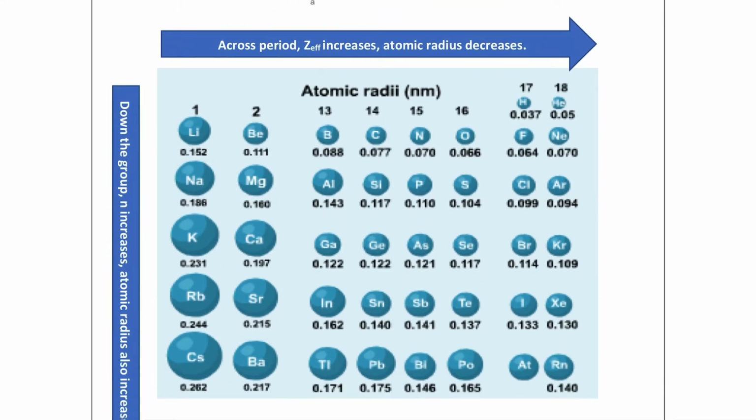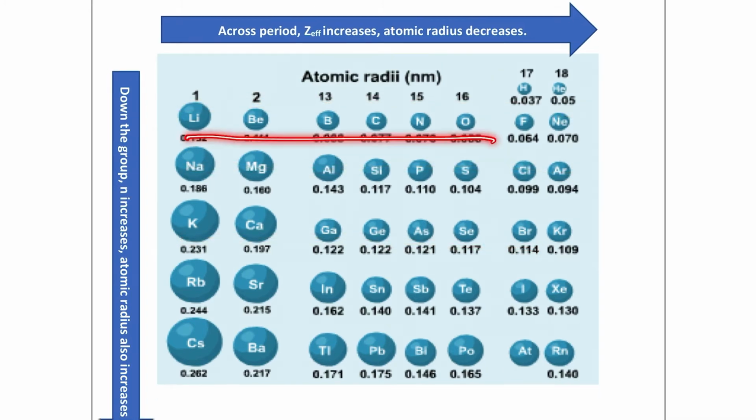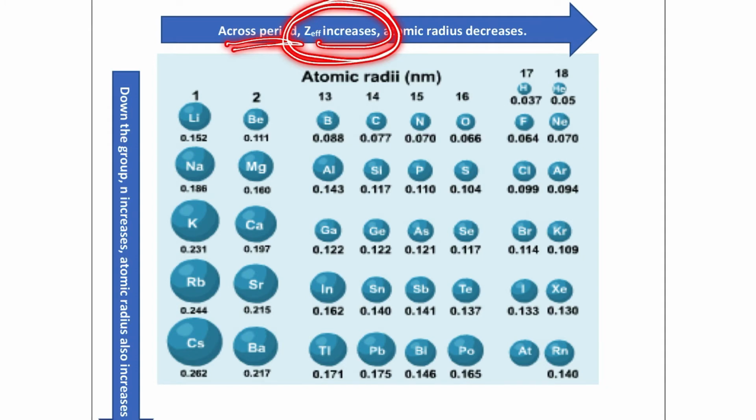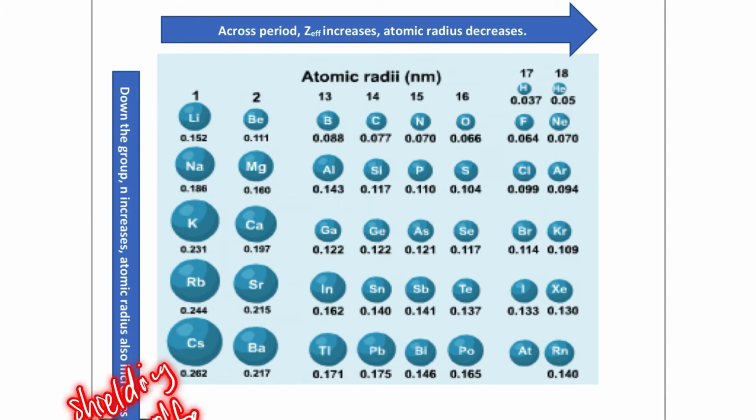Okay, trend across a period and down the group. Okay, so kita dah belajar ini across the period lah kita panggil. Okay, you can see the size is getting smaller from left to right, while going down the group size is getting bigger. Okay, so kita kena explain lah kenapa down the group size bigger, kenapa across the period size smaller. Okay, so somehow kita kena relate balik kepada ZEF dan shielding effect yang kita dah belajar. Okay, satu tips, kalau across the period you have to use ZEF. Okay, kalau down the group kamu kena guna shielding effect. Okay, kamu tak boleh terbalik lah.